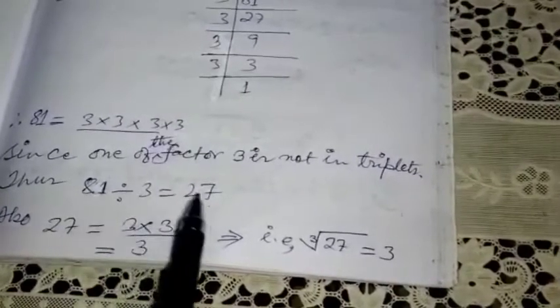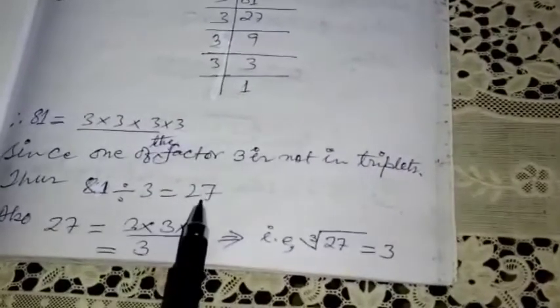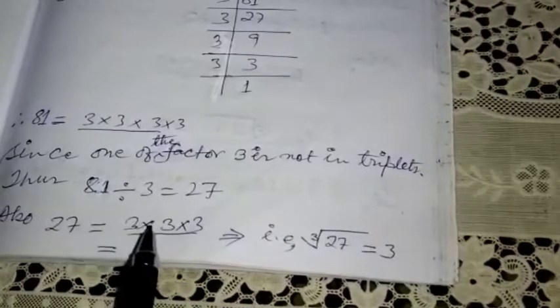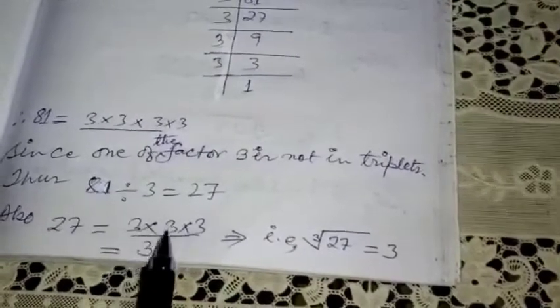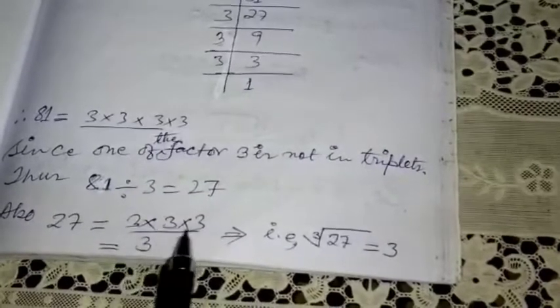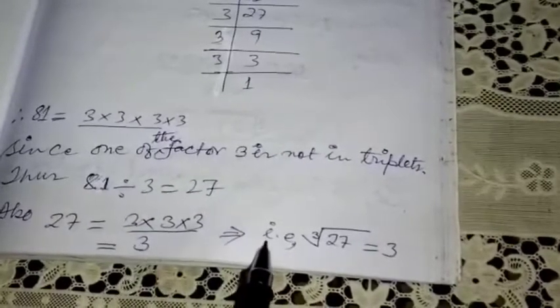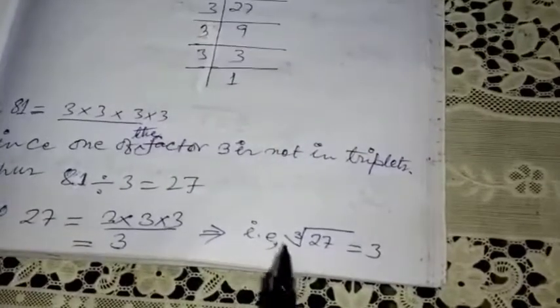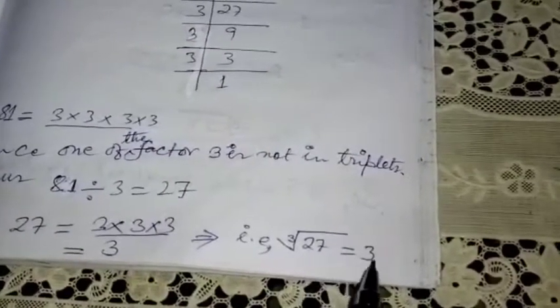So 81 divided by 3, the quotient is 27. Now the cube root of 27 will be 3 into 3 into 3, which is a perfect cube. Therefore we take one 3 out of this group and this becomes the cube root of 27. So the cube root of 27 will be 3.